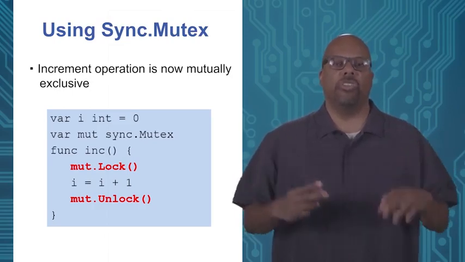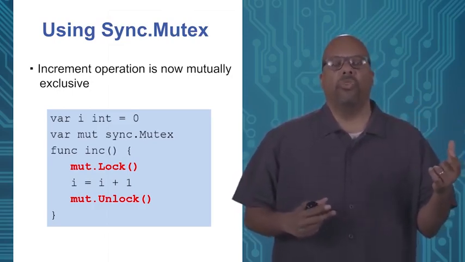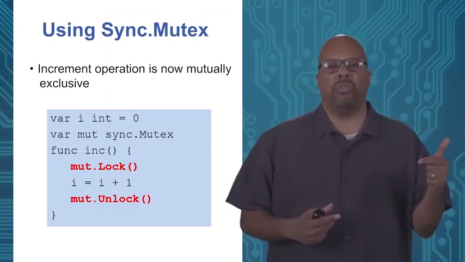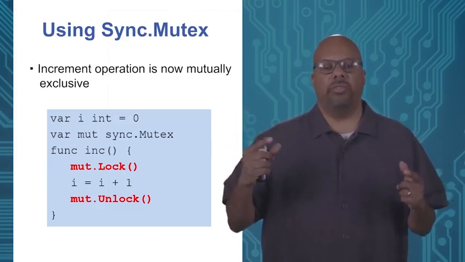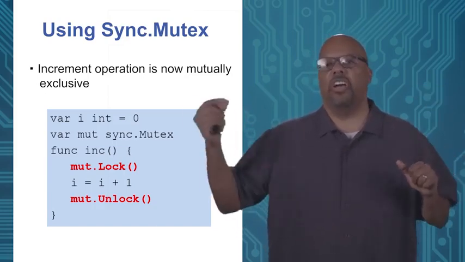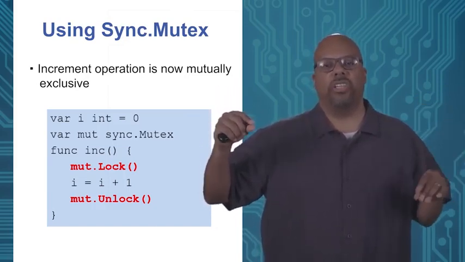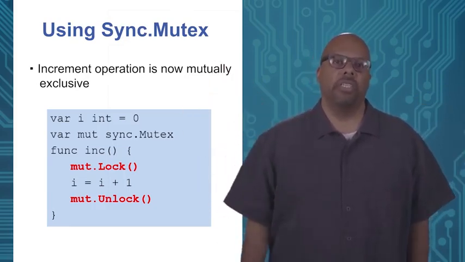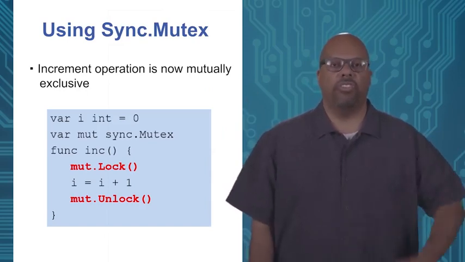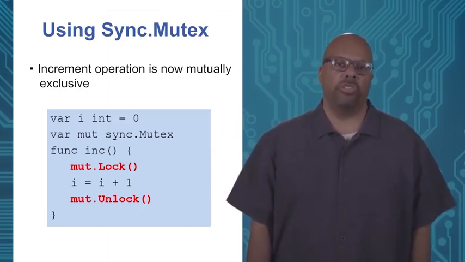So those regions are exclusive. Only one of those two goroutines can be executing i = i + 1 at a time, right? Because once one of them gets in there and calls lock, the other one is blocked on that lock until the first one finishes and calls unlock, then the second one can go through. So that's a simple example of how you would do mutual exclusion.